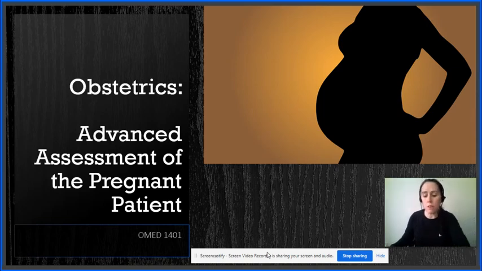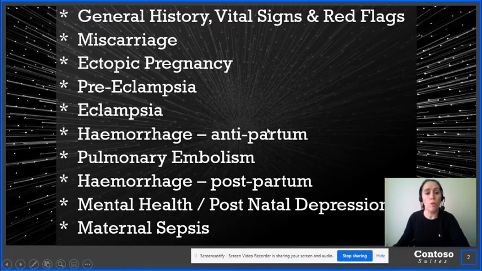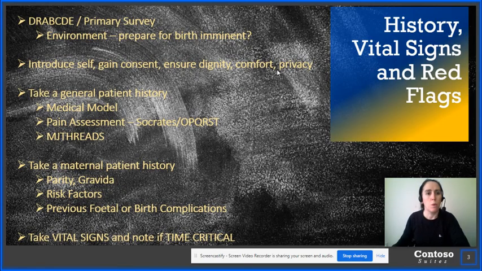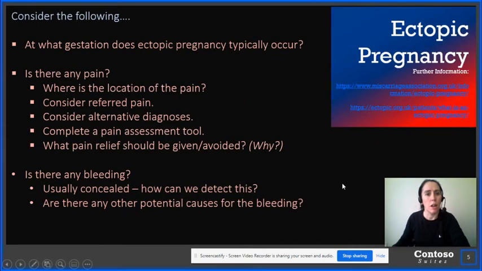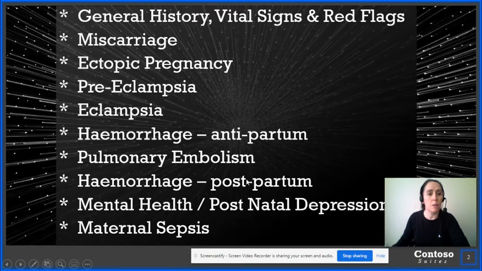So we've done an introduction to the session that is assessing the obstetric patient. We have gone over what we might assess within this assessment. We did the approach to the patient, red flags, vital signs, history taking. We talked about miscarriage and we talked about ectopic pregnancy. And I believe that's where we left it. So we're going to continue on in this.